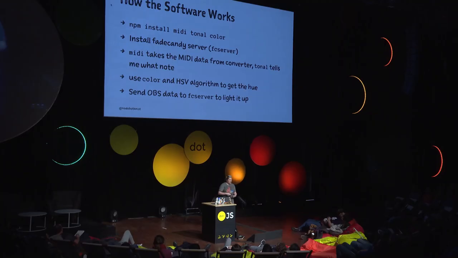MIDI takes the MIDI data from the converter, and tonal takes that MIDI data and tells me what note is being played, because I didn't want to have to do that if I didn't have to, and I didn't. So then I used the color library and the HSV algorithm where they're in to get the color of the note. And then I send OPC data, open pixel control data, to the FCServer to light it up.